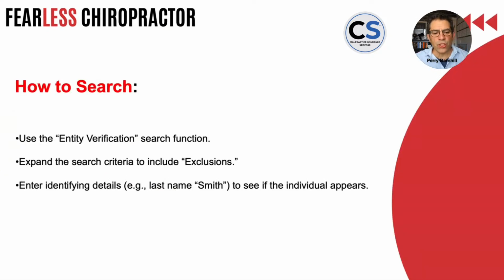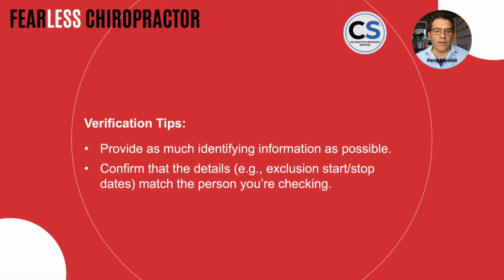You're going to enter the information in there, and you can expand the search criteria to include exclusions, and then enter your employee's name to see if they appear. And of course, if they appear, you're going to have to deal with that. Some verification steps. Now, provide as much identifying information as possible. And this is what I was talking about.